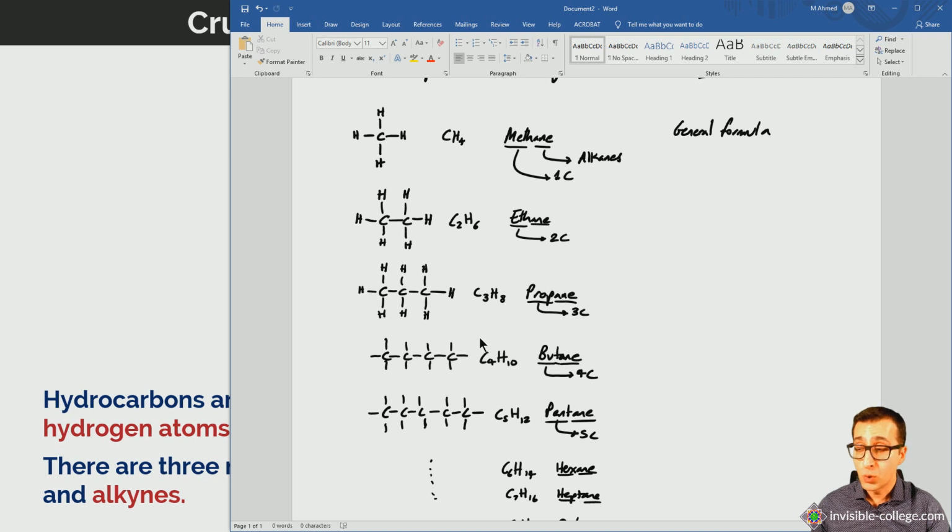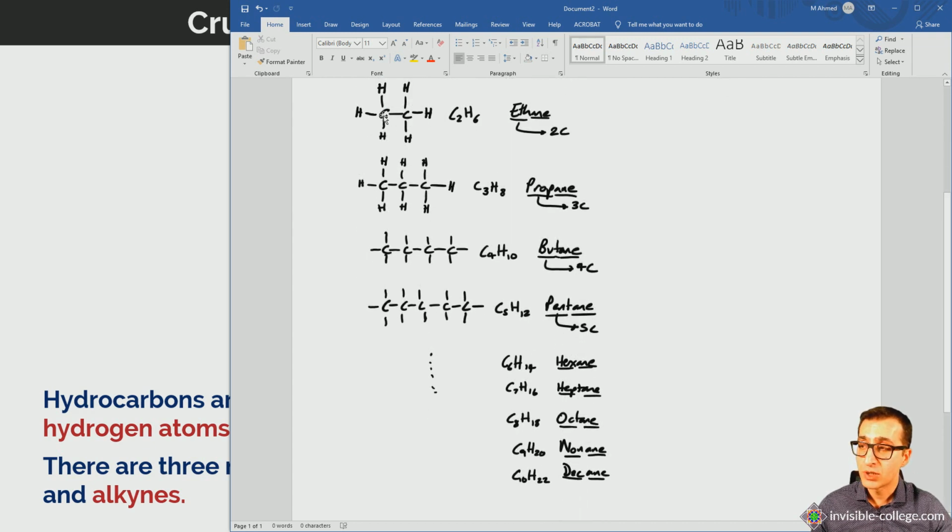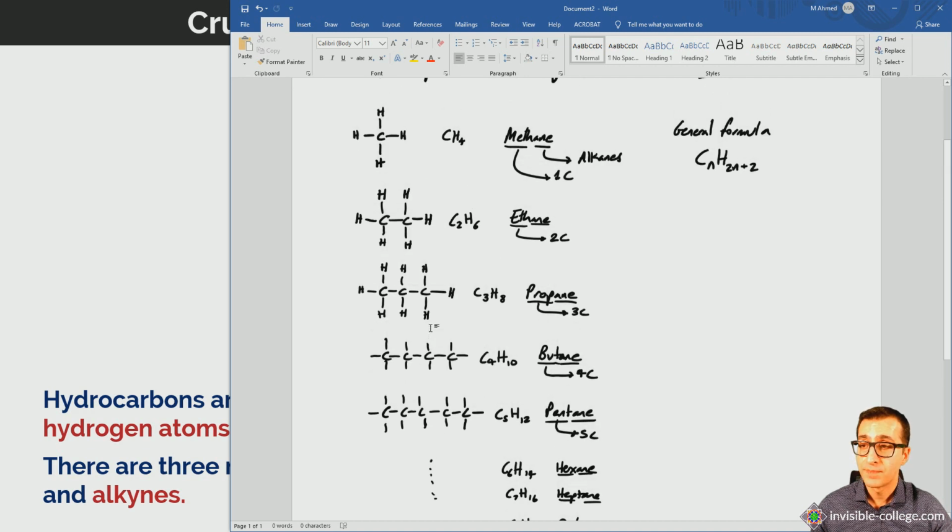Which describes all of these members of the homologous series of alkanes. So if we have n carbons in our molecule of an alkane, the number of hydrogens that we have is always going to be 2n plus 2 for these linear alkanes. Now, by linear, I mean that these are molecules with a straight single chain of carbon atoms. So this is the general formula for linear alkanes.